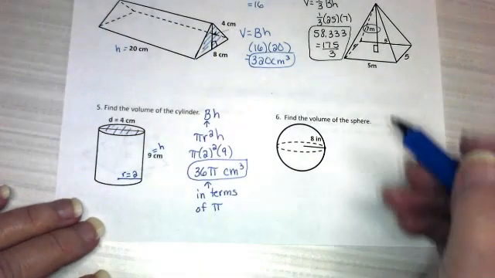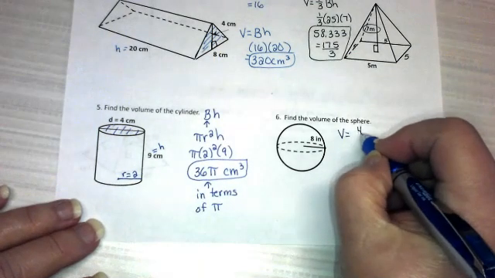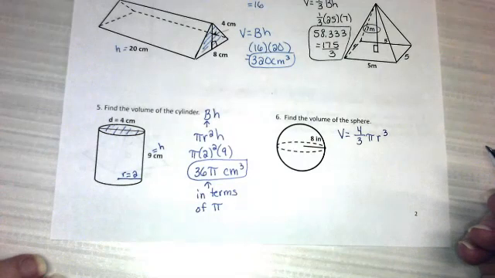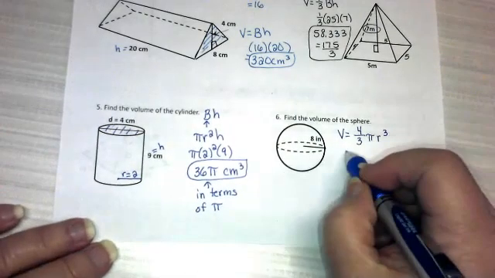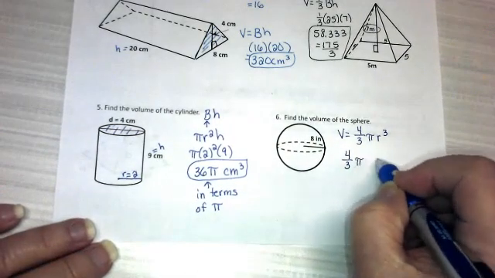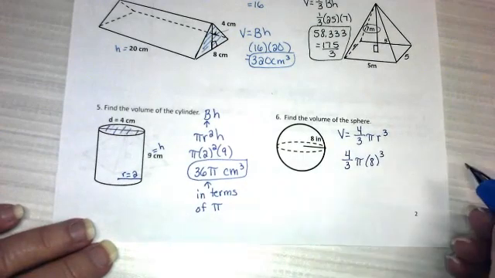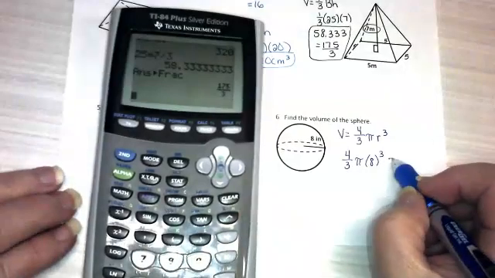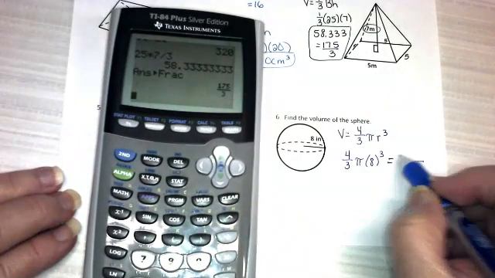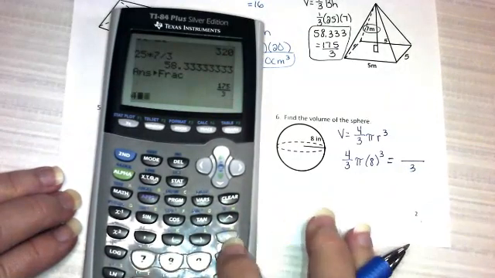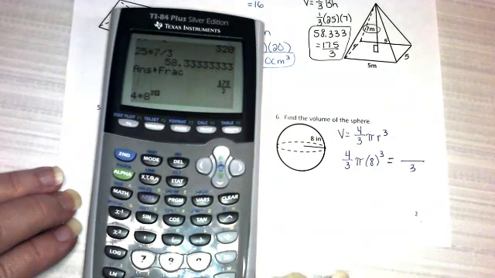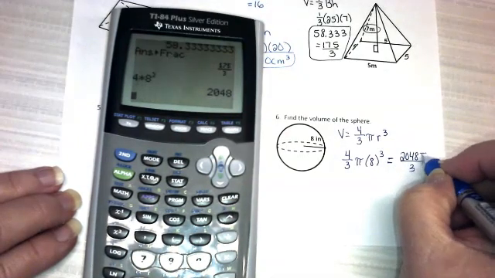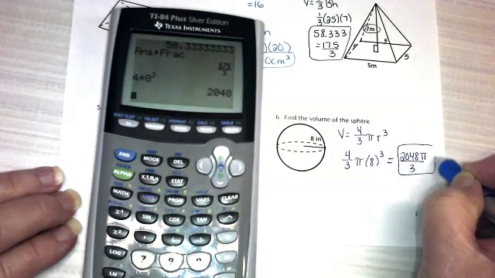The volume of a sphere, that's a fun formula. 4/3 pi r to the third power. So in this one, I told you the radius was 8. So we're going to go 4/3 times pi times 8 to the third power. So I know I'm going to have an ugly decimal on this one, so I'm just going to leave 3 on the bottom. 4 times 8 to the third power is 2048. And I can just leave the pi right there on the top.